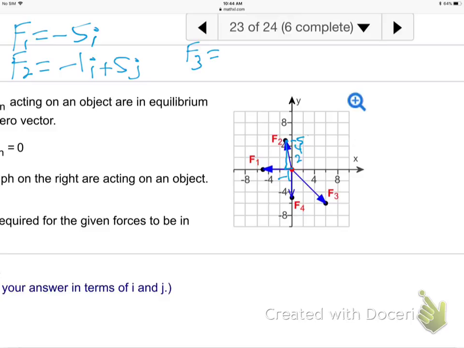So go ahead and see if you can find force 3 and force 4. And then when you get them all, just add them up. That's the result. Just add them all up. Add up the I's with the I's and the J's with the J's, and get the resultant force if you can. See if you can get that. Give you just a second on that.